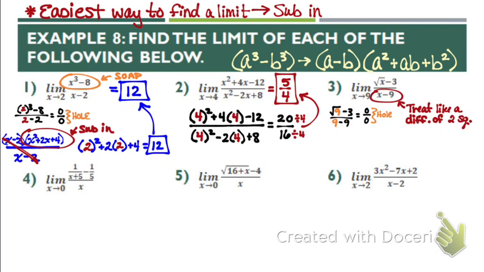If I treat it like a difference of 2 squares, let's just pretend for a minute that instead of x minus 9, it was x squared minus 9. How would it factor then? x minus 3, x plus 3. Since it's not x squared, I'm still going to take the square root of it, so I would have the square root of x minus 3 and the square root of x plus 3.